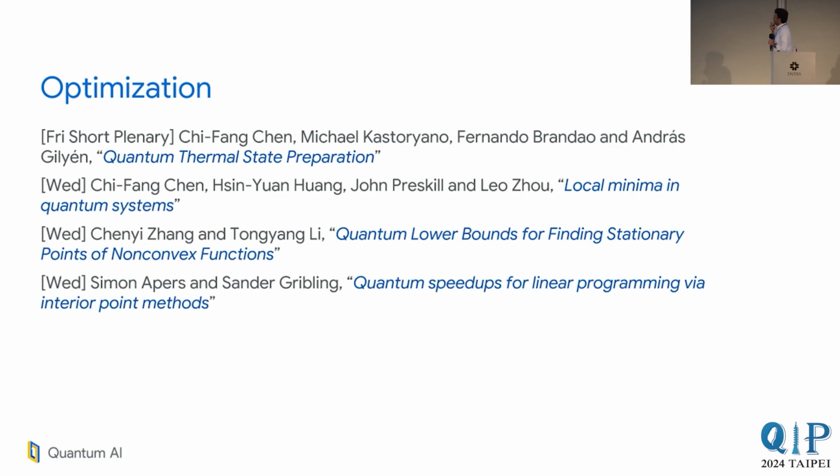Optimization, right? So this first talk is quantum thermal state preparation. The thermal state, or the Gibbs state, is a state that maybe you want to prepare on your quantum computer, and this gives you some open quantum dynamics type algorithms, Lindblad simulation type algorithms for preparing these thermal states. The next paper is about local minima in quantum systems.